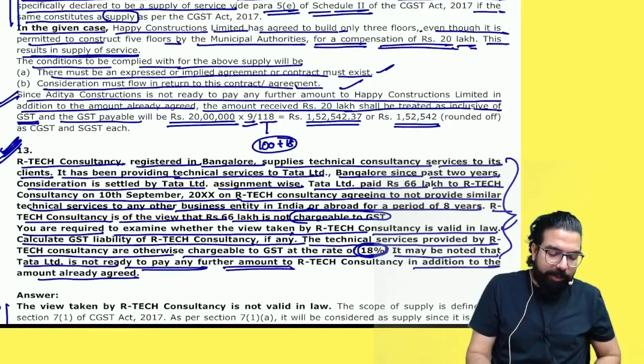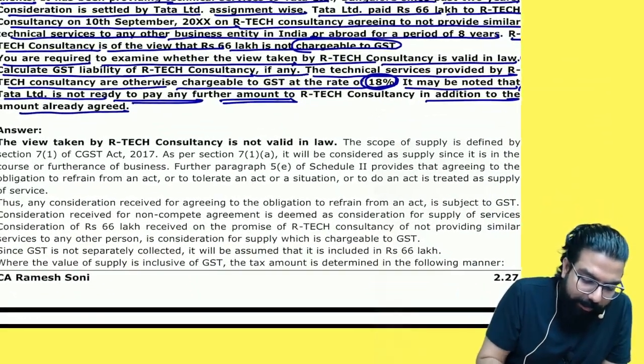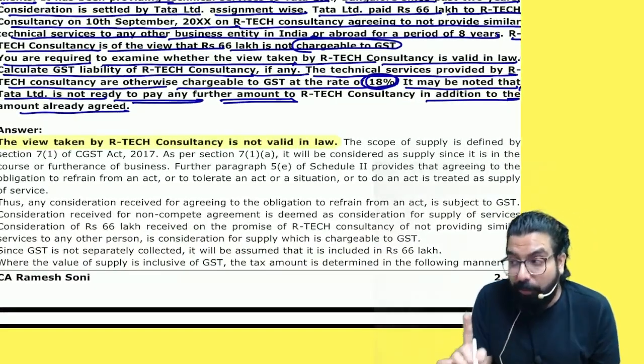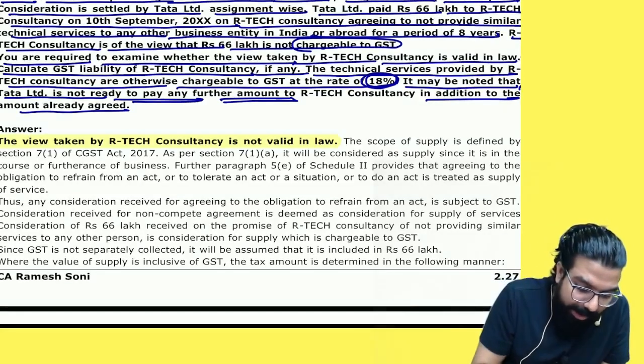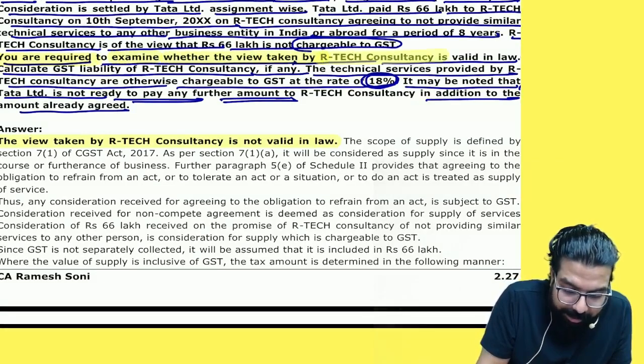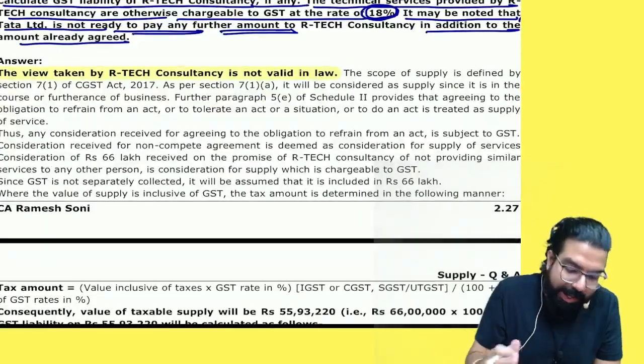Chalo, let's discuss. First of all, did you write the line, the view taken by Artek is not valid in law? This line is very important. Why? Because they are asking you to examine whether the view taken by Artek is valid or not valid. So first you have to say whether valid or not valid. Then you write the law.